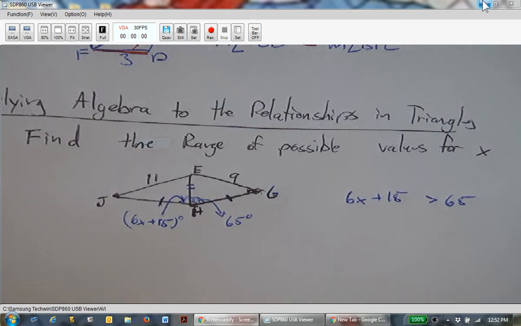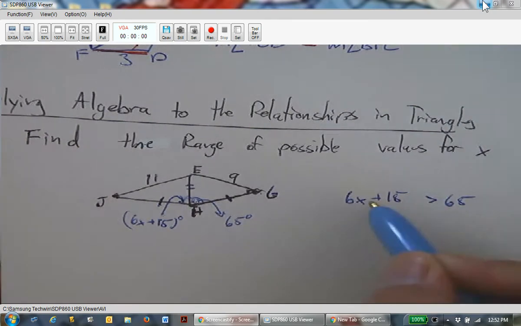Let me ask you right now. Can you think of a number that you can plug in for x? It doesn't have to be the perfect one. Just think of a number for x that you can make this statement true, that this left-hand side has to be greater than 65. 10. Let's just say that. What if x was equal to 10?